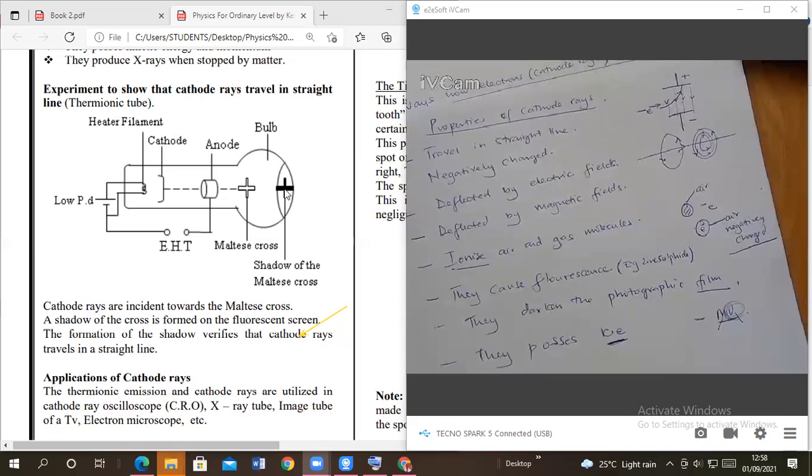Instead, we shall form a shadow. Now remember, in light, we said that a shadow is one of the things that show that light travels in a straight line. So even here we are going to use a shadow to show that electrons also travel in a straight line. How? By having this cathode.